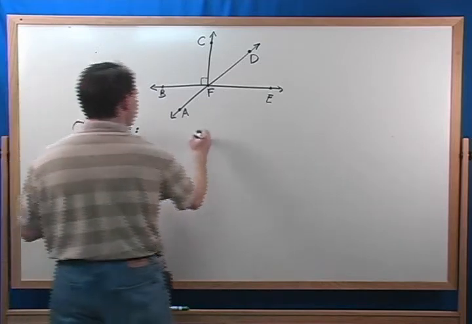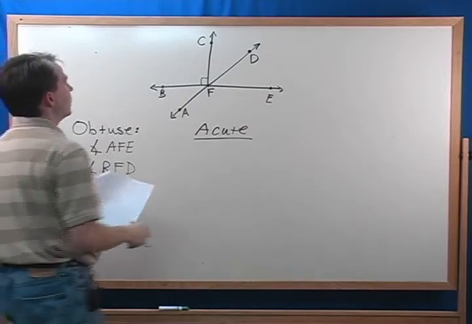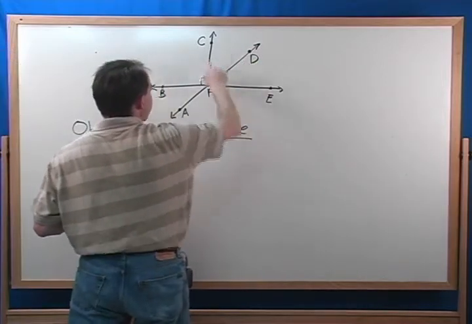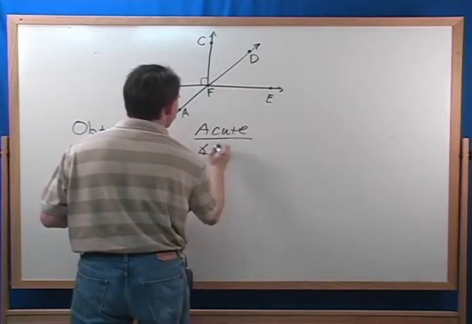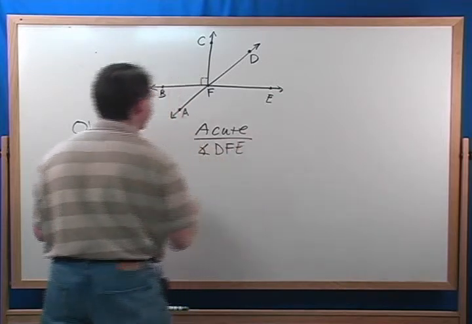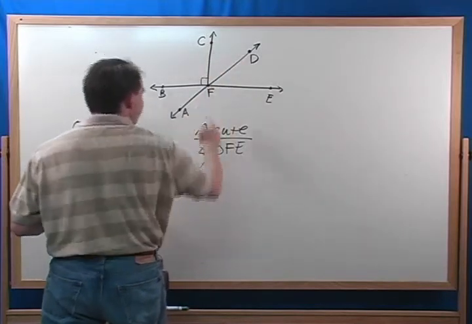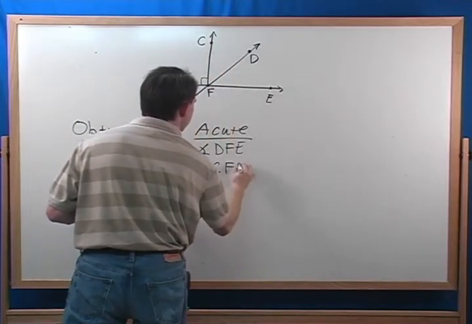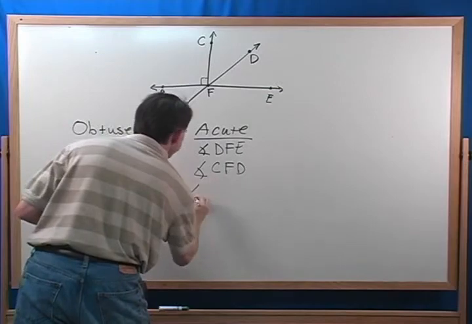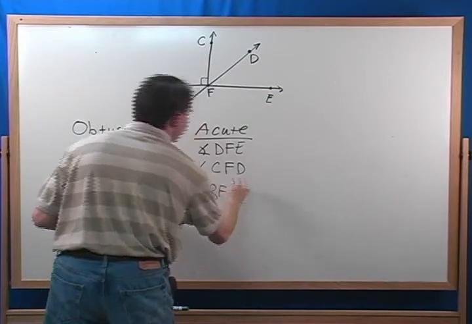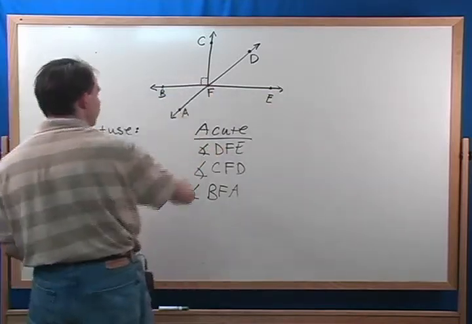So which ones are acute? Which ones are less than 90 degrees? Well, this is less than 90 degrees. You can tell by looking at it. I mean, this is up and down, perpendicular. This is 90 degrees, so this one's got to be less. So angle DFE is acute. Angle CFD, this angle right here, that's acute. That's less than 90 degrees. And just to pick another one, BFA right here. We're just getting some practice identifying some angles. This angle right here is less than 90 degrees. It's a cute little angle here. It's less than 90, so it's acute.